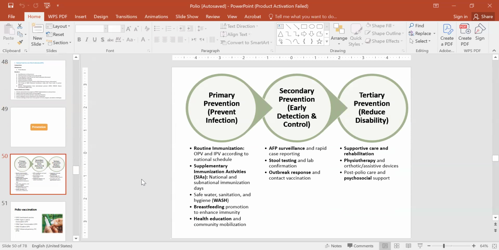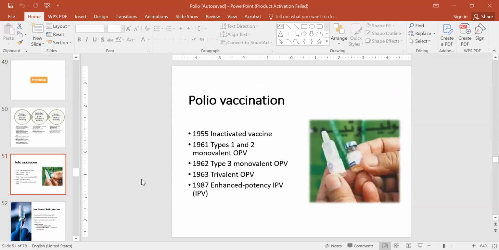Then we have secondary prevention, with goals for early detection and control. It includes AFP surveillance, stool testing, and outbreak response. Then we have tertiary prevention to reduce the disability. Supportive care and rehabilitation, physiotherapy, and psychosocial support come under it. So, polio vaccination.